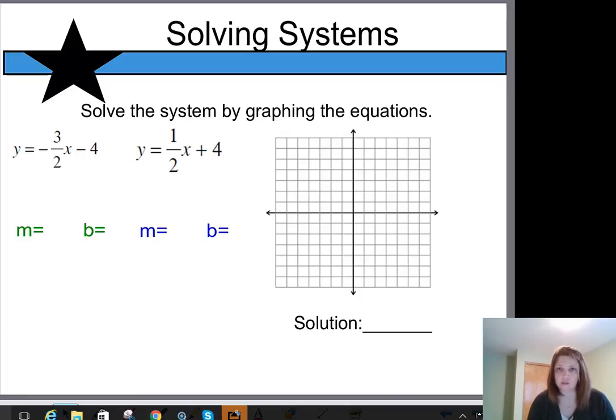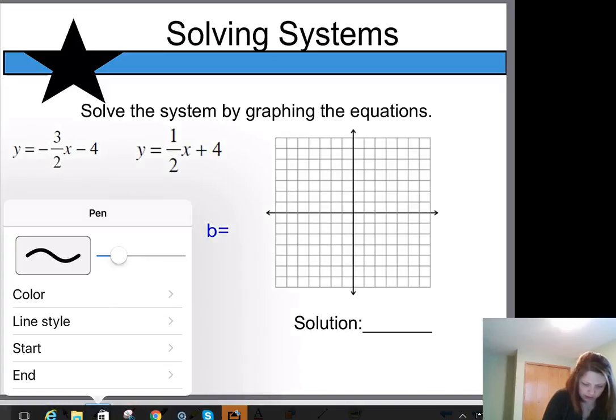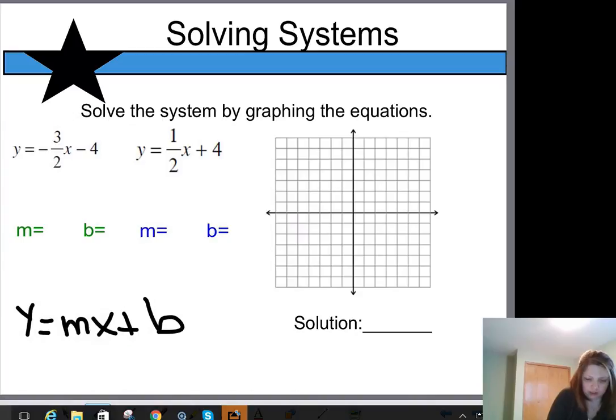So solve the systems by graphing the equations. Every time when we're using the graphing method, our goal is to look through the system, look through the equations, and make sure they're in slope-intercept form. So in this case, again, slope-intercept form is y = mx + b. So I can write here that the first one has -3/2 slope and b is -4. So that will be the first equation. So this is the first, this is the second one.